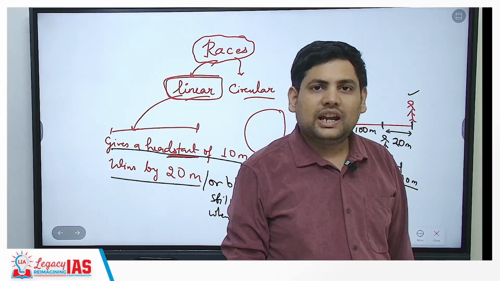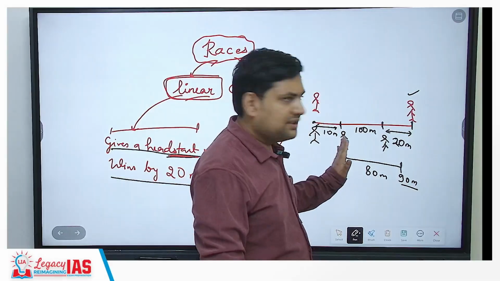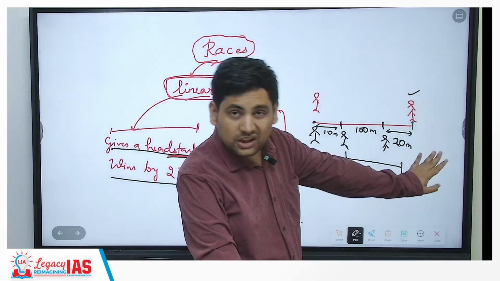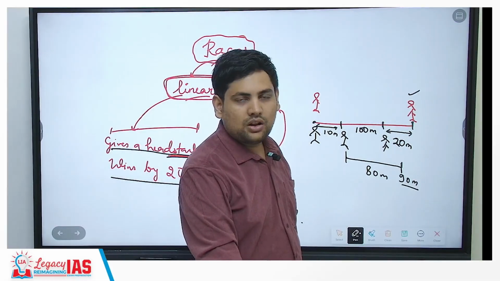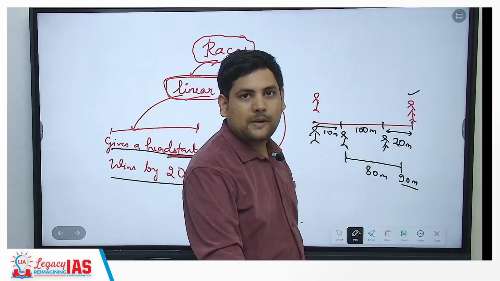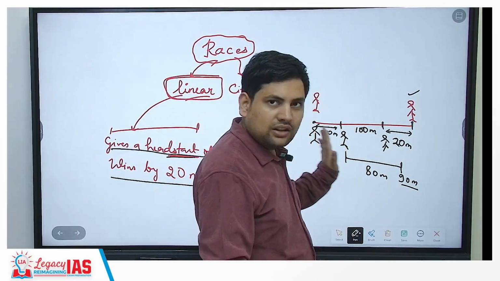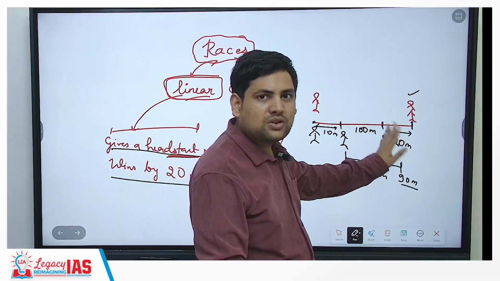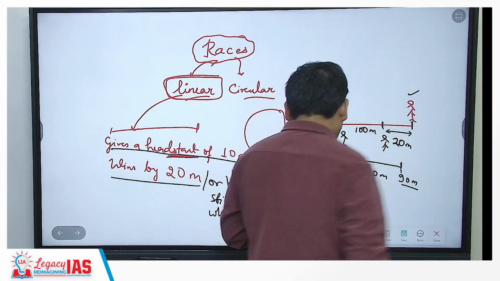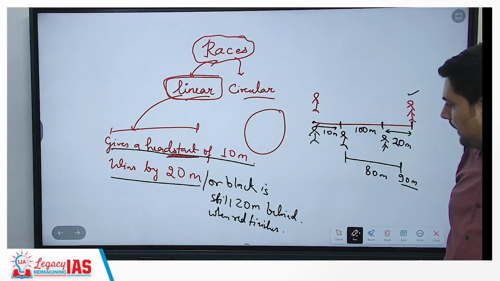Now head start can depend. Here I have given a head start of 10 meters. If I give a head start of 20 meters, can you see both of them will reach at the same time? If I give a head start of 30 meters, then black will start winning. Understood? So this is head start, and the other is win by this much or left behind by this much. Both terms you understand? That's it. Now we'll get to questions.